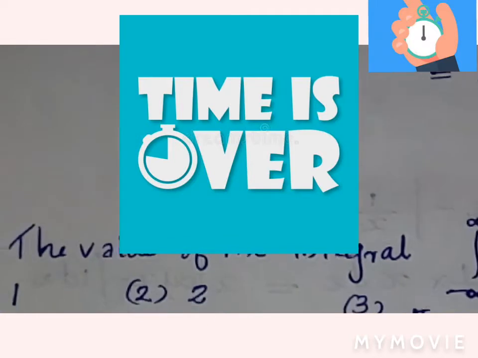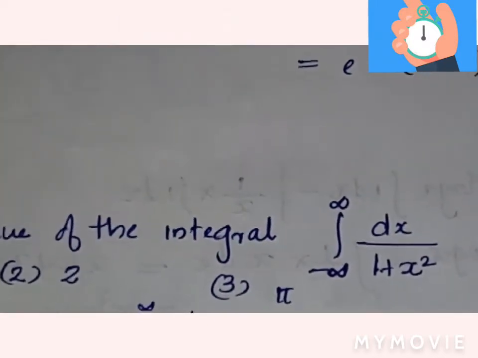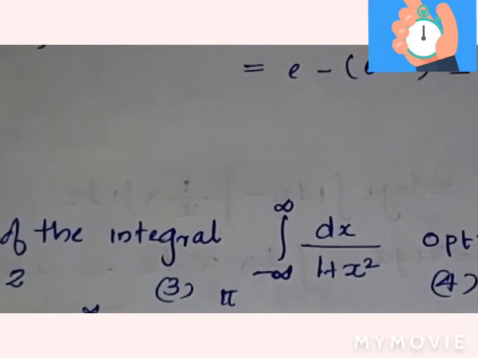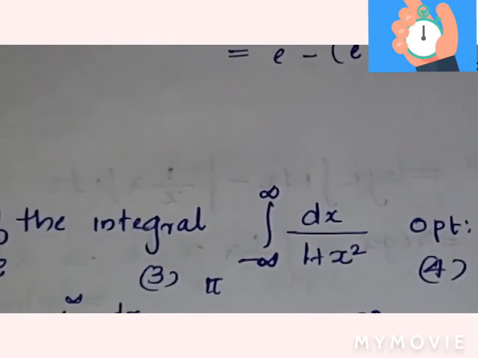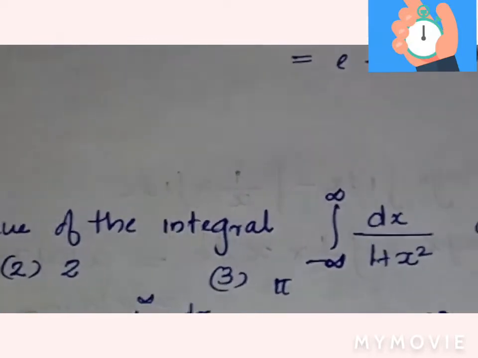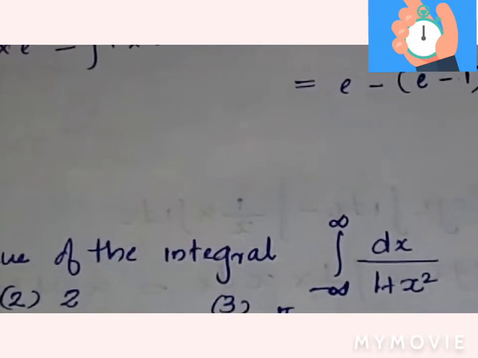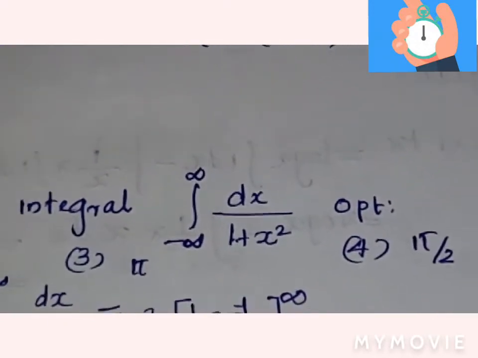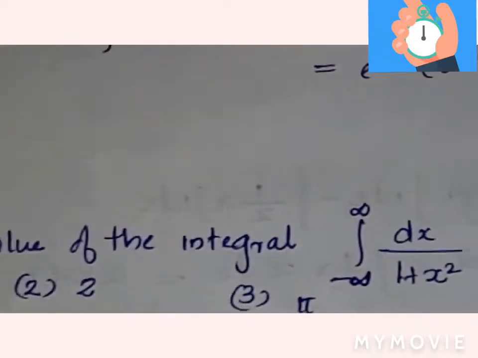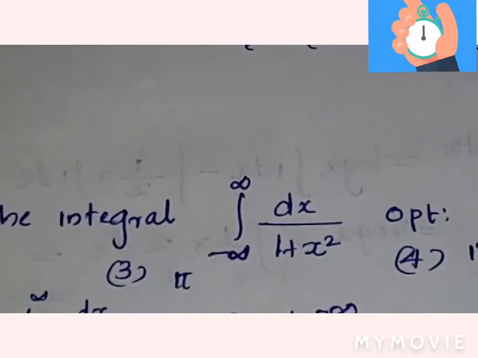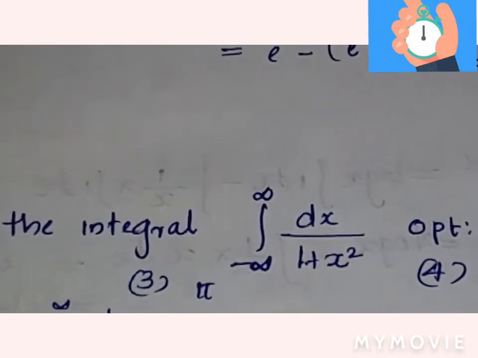Next problem. Find the value of integral from minus infinity to plus infinity of dx divided by 1 plus x square. Options: 1, 2, pi and pi by 2. The question is integral minus infinity to plus infinity dx divided by 1 plus x square.